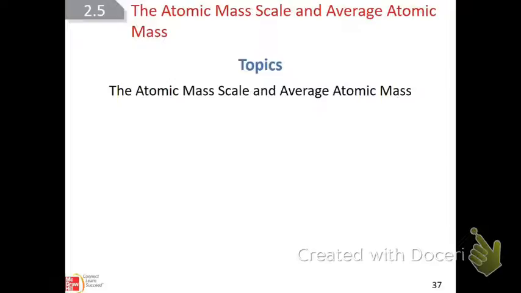Now, one of the most missed things that students do when they're making isotopic symbols is they will think that the decimal numbers on the periodic table are the mass numbers. And they're not the mass numbers. Mass number tells the number of protons plus neutrons in the nucleus of an atom.